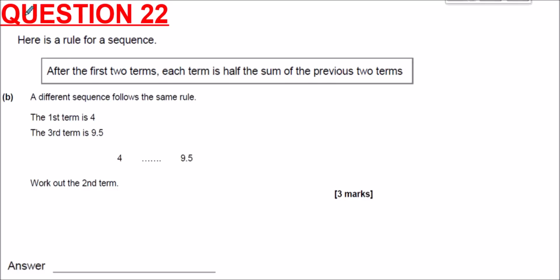For part B, we've got a different sequence, but it's following the same rule. And so the first term's 4, the third term is 9.5. We need to work out the second term. Okay, so I'm going to show you a way of doing this now. I'll show you an algebraic direct way, but first I want to show how you could do this with trial and improvement.